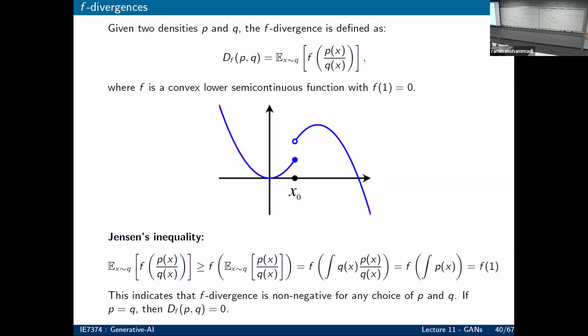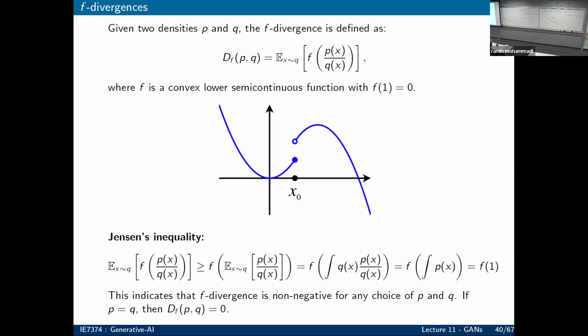Now you have the freedom. The idea here is that instead of focusing only on KL divergence or Jensen-Shannon, you have the freedom to use any function for finding the dissimilarity or distance between these two, P and Q. The only limitation or constraint is that whatever function you pick should be convex, should produce 0 at point 1, and should be lower semi-continuous. Then that becomes F divergence. Now, for Jensen's inequality, we have seen this before.